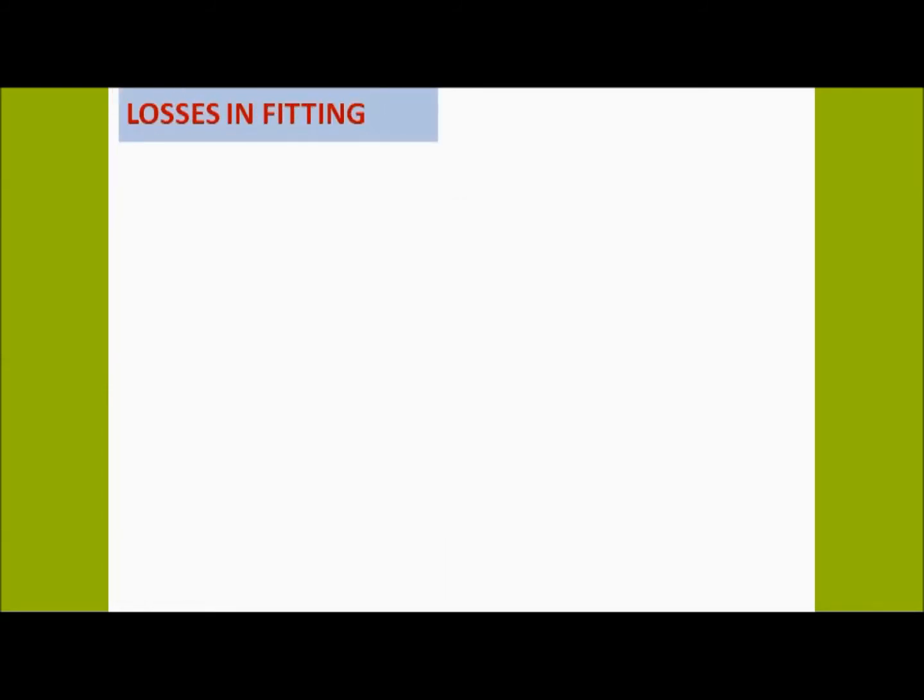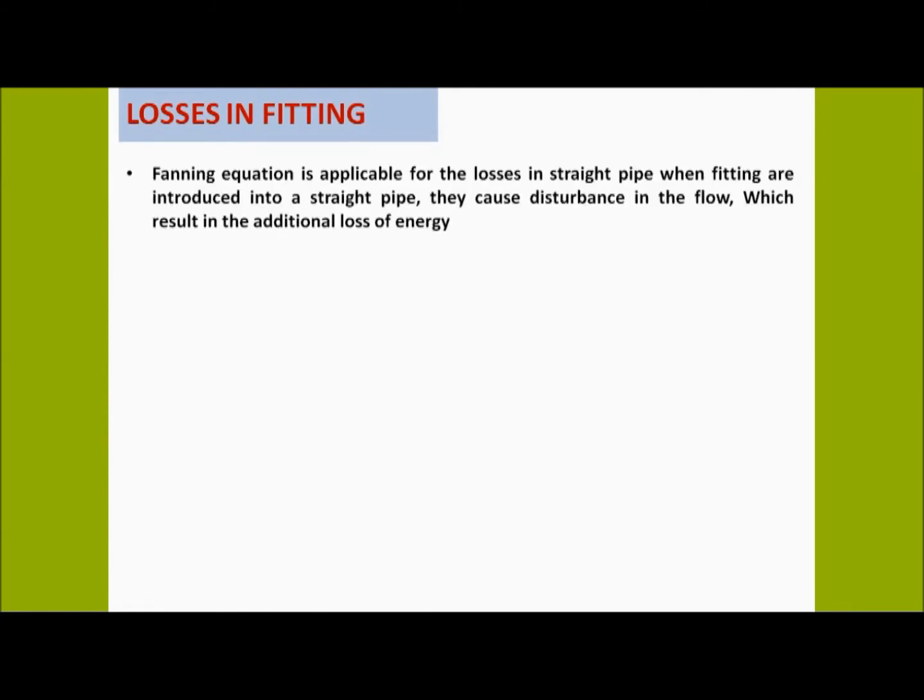The next one is the losses in fittings. We know that Fanning's equation is applicable for losses in a straight pipe. But when fittings are introduced in a straight pipe, these fittings cause disturbances in the flow of fluid through the pipe, which results in additional loss of energy, that is, additional loss in the pressure or force of the fluid.